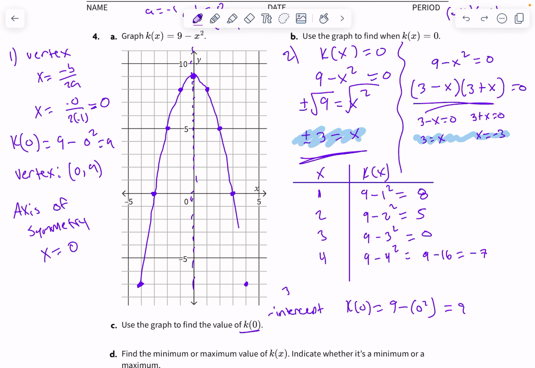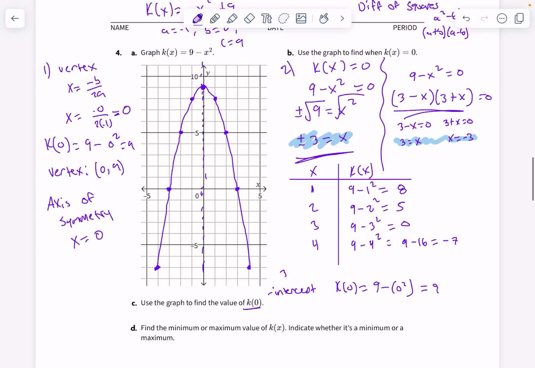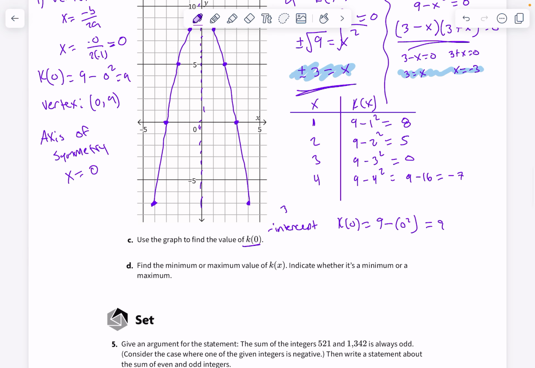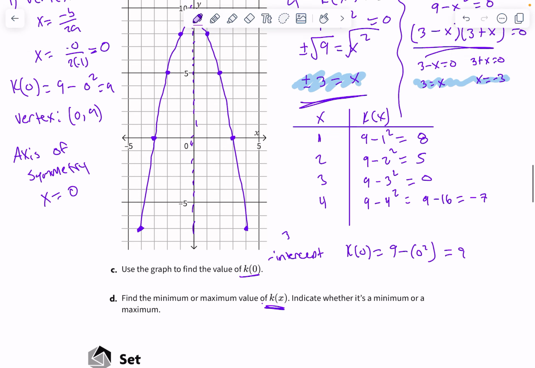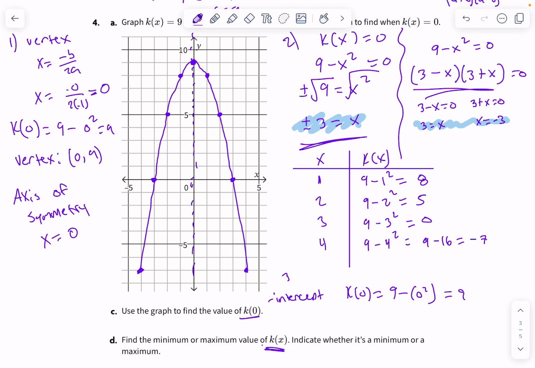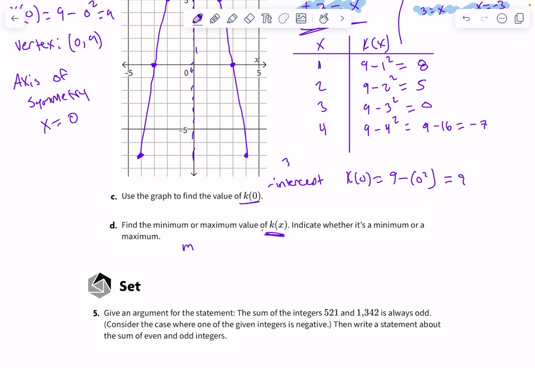Pretend this is perfect. Okay, cool. That is your parabola. Now, letter D. Find the minimum or maximum value of k of x. So what was the minimum or maximum? Do we have a minimum? So my minimum is going to be what? Negative infinity. Okay, we don't really have to care about that one that much, because we know that it's going to keep on going forever and ever and ever, right?